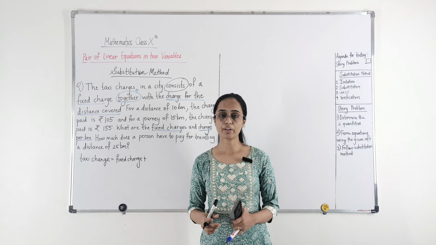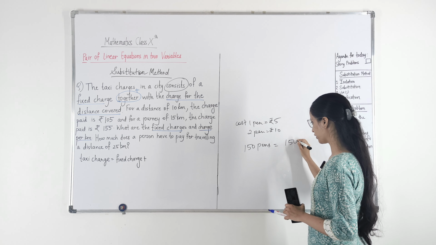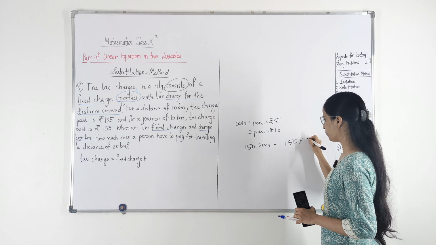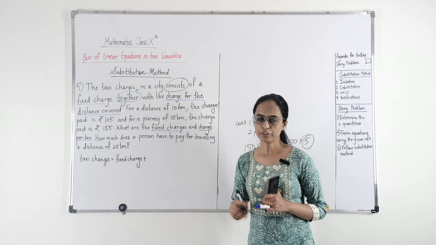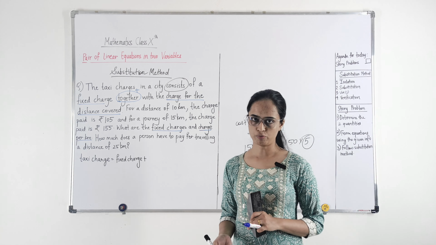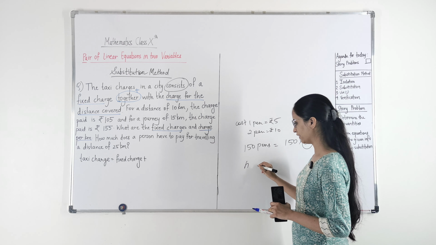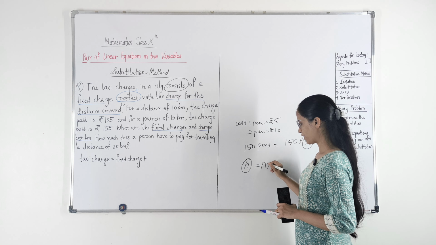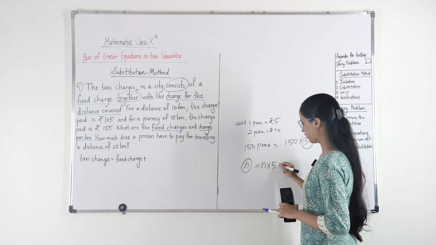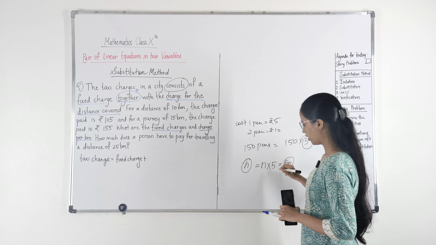And if I ask you to find the cost of 150 pens, let's say, in that case what you would be doing is multiplying the total number of pens by the cost of one pen. Whatever the cost of one pen is, you would be multiplying it with the total number of pens. So if there are n pens, then the cost of n pens would be the total number of pens multiplied by the cost of one pen, which is 5. So this would be the cost.